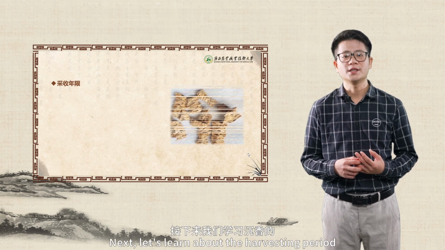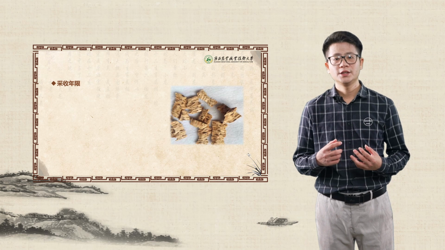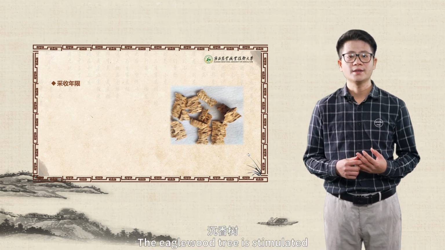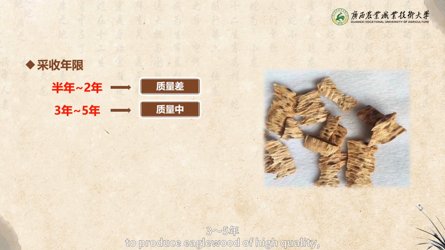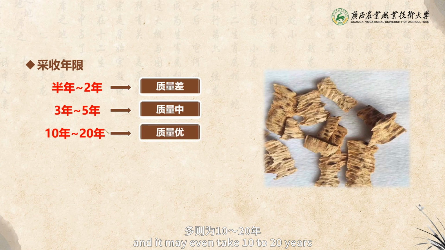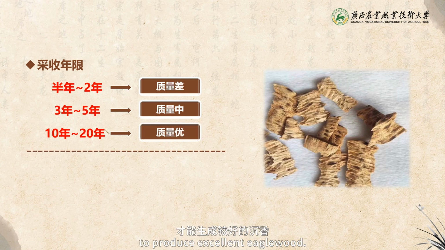Next, let's learn about the harvesting period of Eaglewood. When the Eaglewood tree is stimulated to form Eaglewood, it takes half a year to 2 years to produce Eaglewood of ordinary quality and 3 to 5 years to produce Eaglewood of high quality, and it may even take 10 to 20 years to produce excellent Eaglewood.